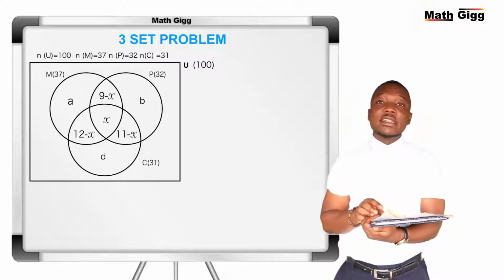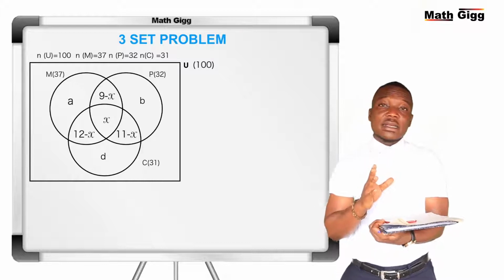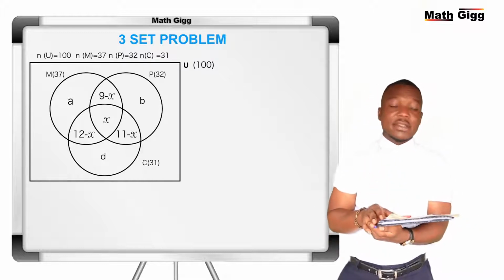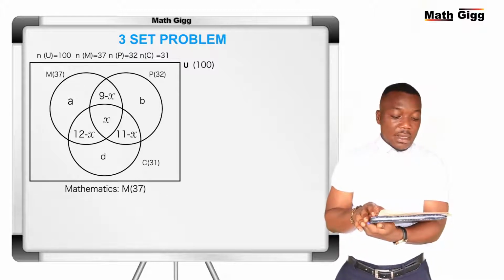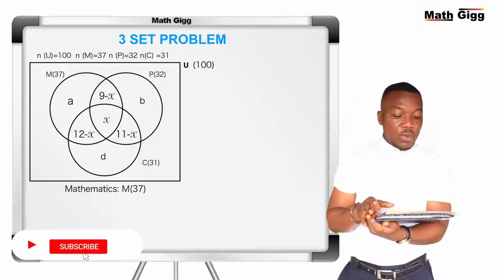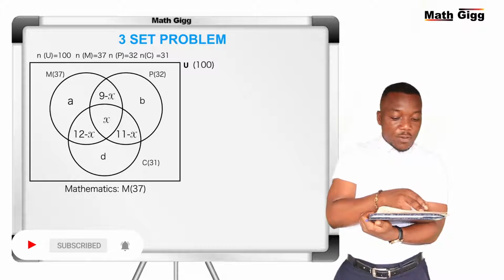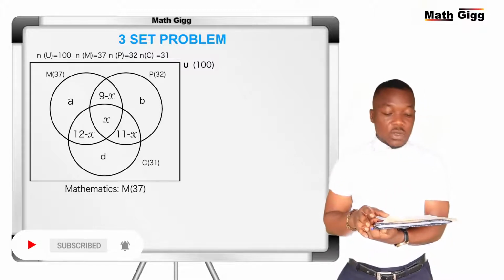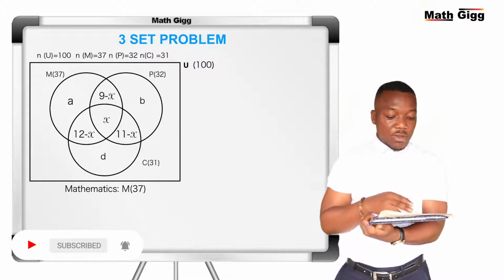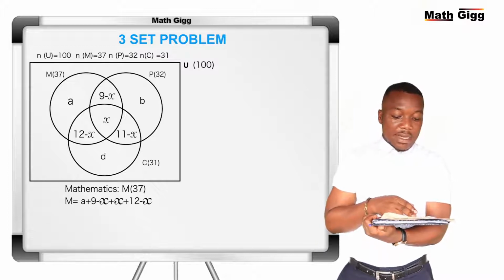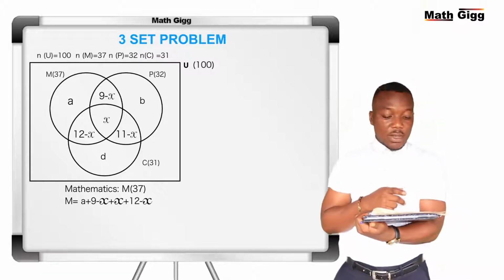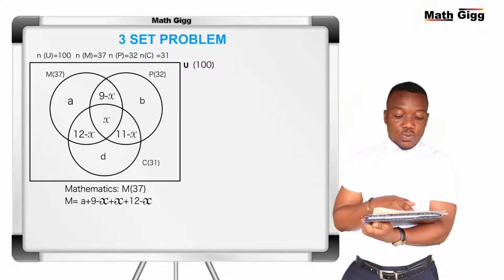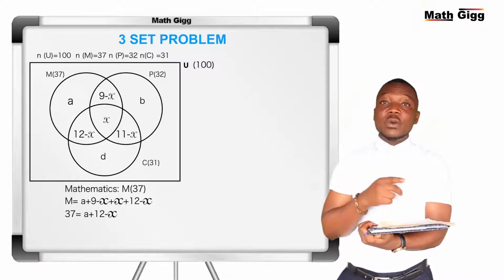Now the next thing is that let's pick the circles one after each other and then examine them. Let's pick the math circle. Now if you pick the math circle, it's 37 in total. So I'm going to write the M, which is for math, is going to be A. So it means all these 4 regions, I'm going to add them and equate it to 37. So my M is going to be A plus 9 minus x plus 12 minus x. If you do that correctly, you are going to have 37 is equal to A plus 21 minus x.